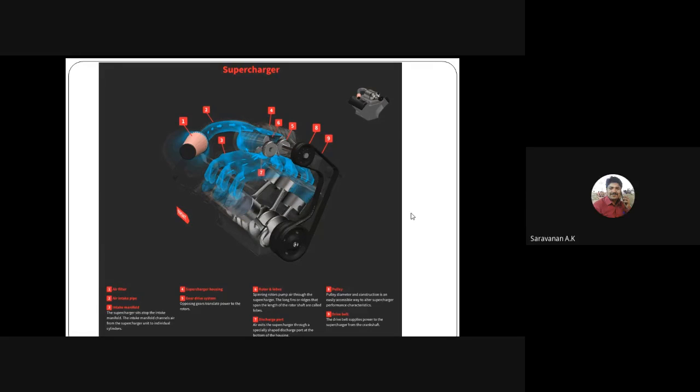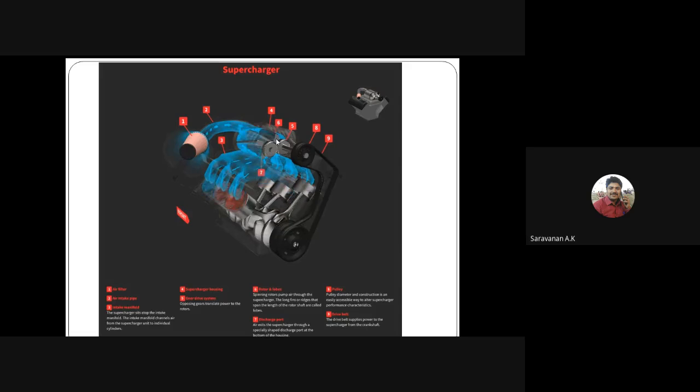Anyone? Yes, sir. Right. So what will happen? The air from one and two is sucked through the filter and the inlet manifold, so the pressure will be atmospheric. Once it enters the fourth one, called the pump or the compressor, the air will be compressed and supplied to the engine.